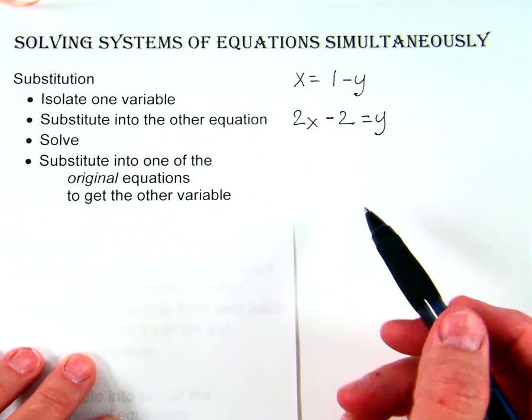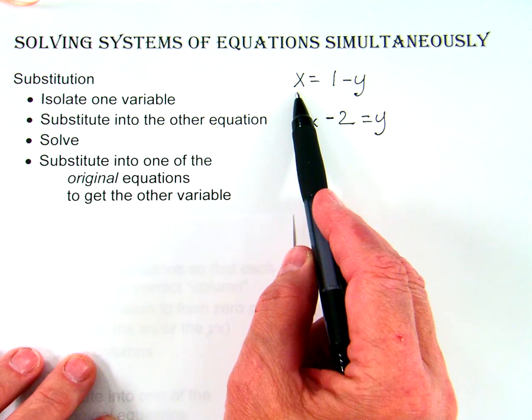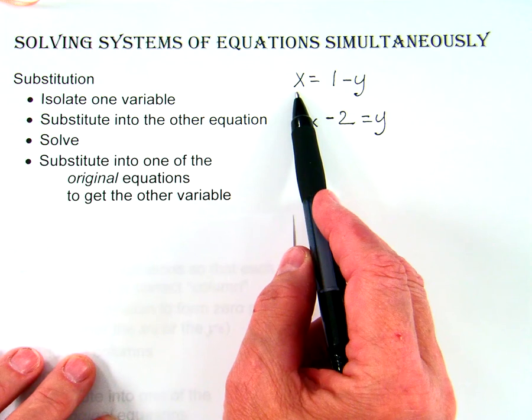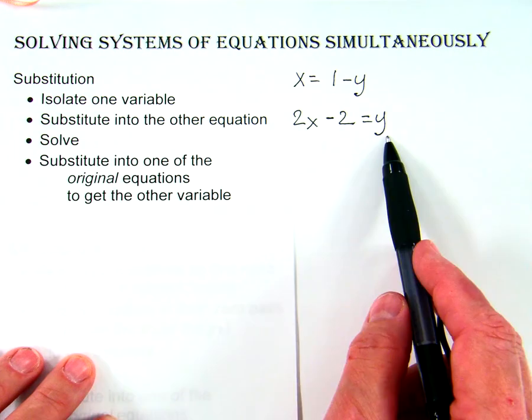So I could choose the x. It's already isolated, so it's really easy. I could choose this y here. It's already isolated, so it's easy. If I were to choose this x, I'd have to divide everything by 2, and there'd be a half there, and I don't like fractions. So I'm going to choose this x right there. So I'm choosing the x.